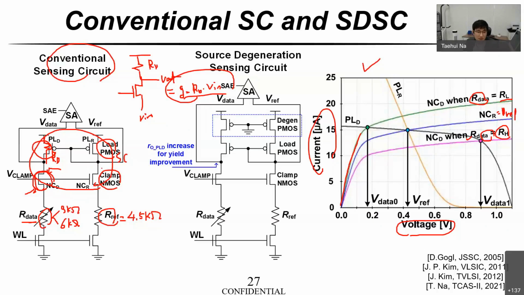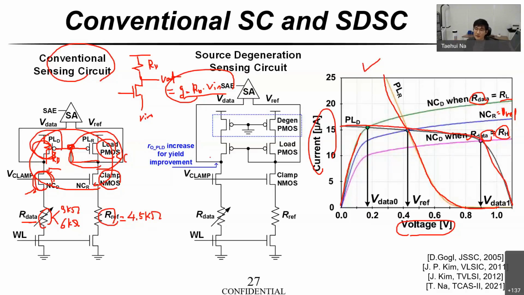Now let's think about the transistor. In the case of the load transistor, the gate and the drain are connected together, so we call this kind of structure diode connected. Because of the diode connection, each IV curve can be drawn like this. And because this gate voltage is shared with the data path load PMOS, the data path load PMOS IV curve can be drawn like this.